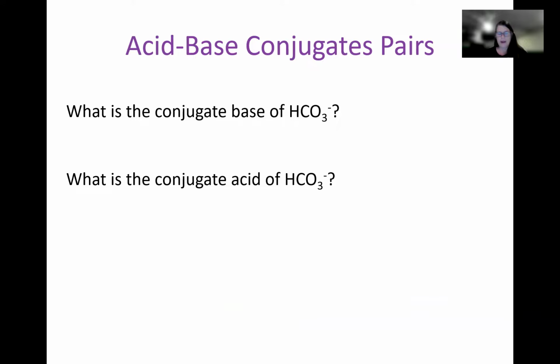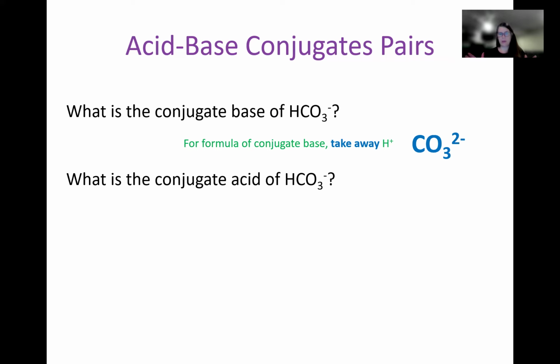I did make a micro lesson video on this and posted it in this week's announcements. Basically, if you're given any formula and you ask for a conjugate base, you're going to take away an H and you're going to reduce the charge by one. So for the formula of a conjugate base, you take away H plus. So just take away an H atom and decrease the charge by one. And so doing that, we would get carbonate or CO3 with a -2 charge.